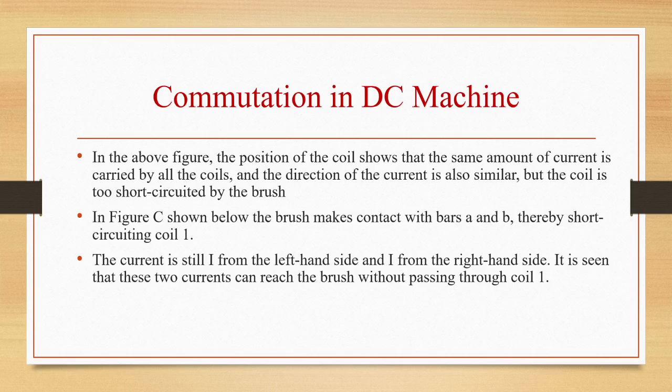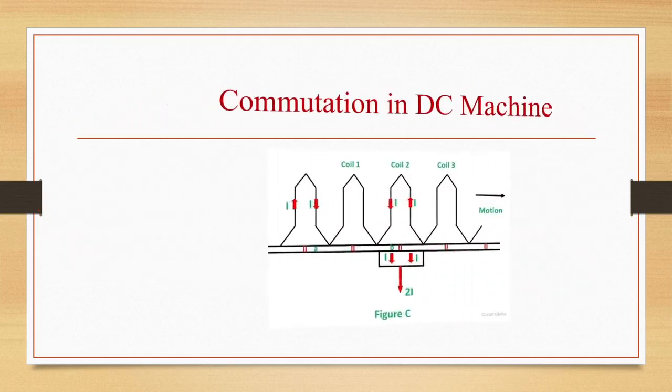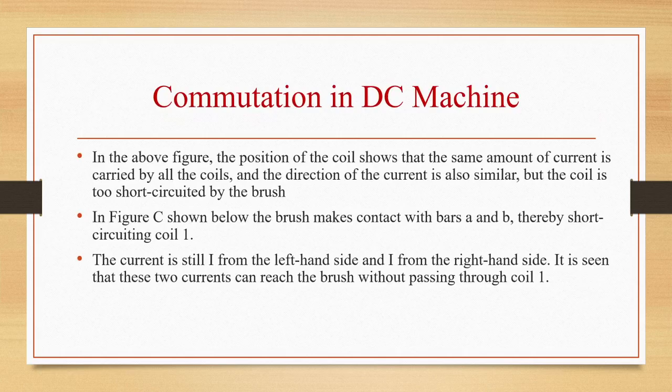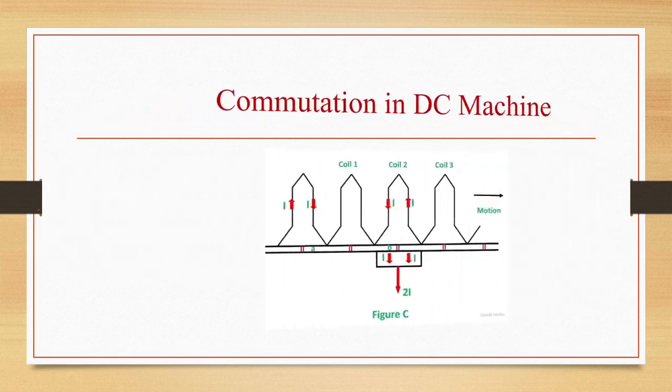And in figure C, the brush makes contact with bars A and B and thereby short circuits coil 1. Current is still I from the left hand side and I from the right hand side. So it is seen that these two currents can reach the brush without passing through coil 1.